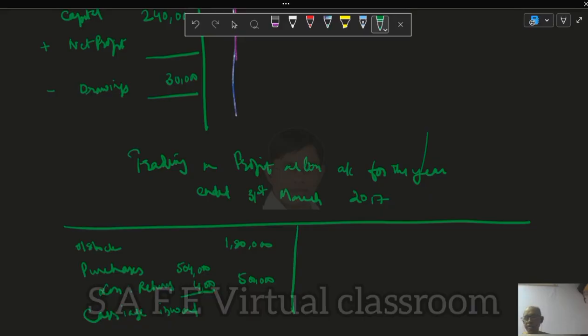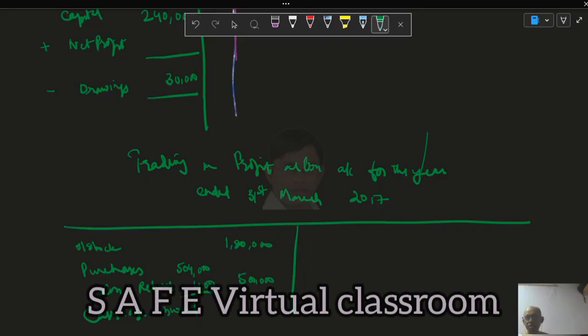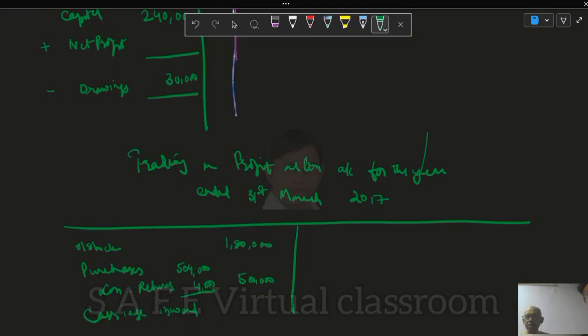Returns is 4,000. 10,000 they've given. So I told you, you have to cross check. Returns is 10,000, not purchase return. It is on the debit side, which means it is sales return. On the credit side it is purchase return.